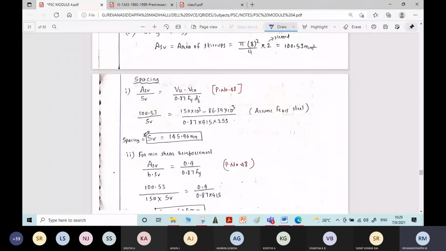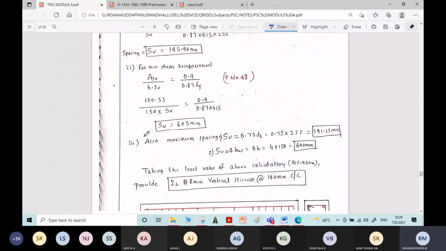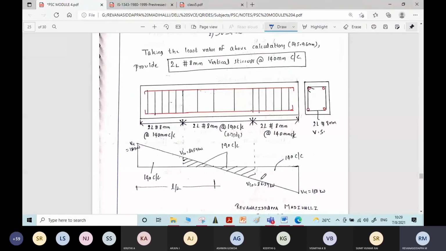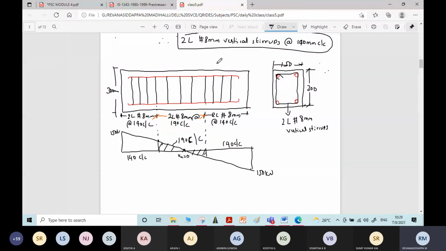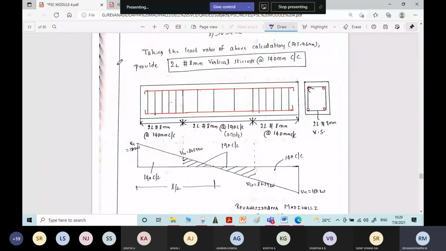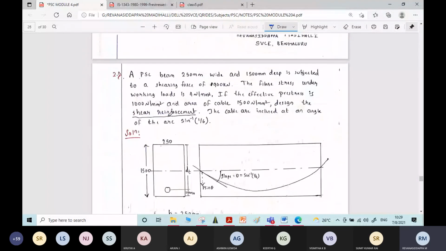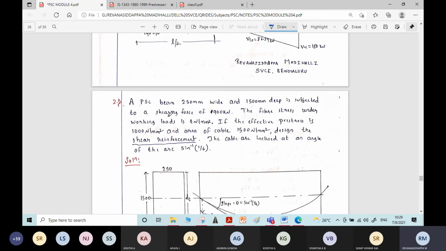No need to write this shear force distribution. For your understanding, I have written. In the examination, if you write this much detailing, it is enough. Write the second problem.